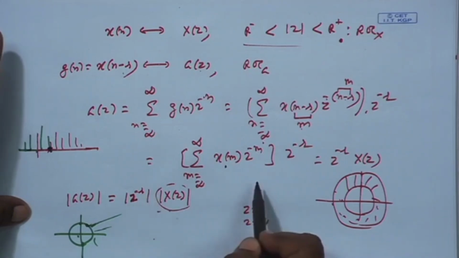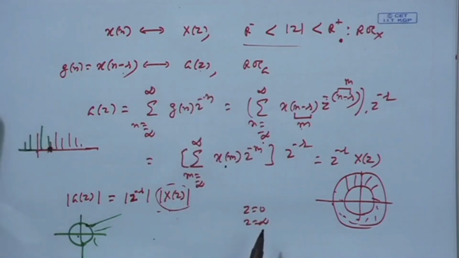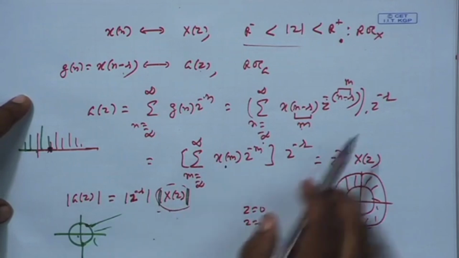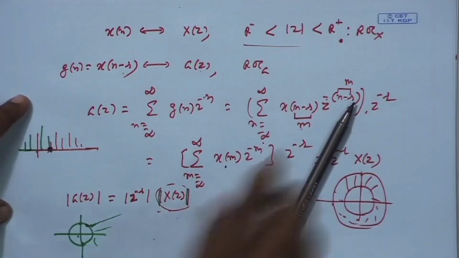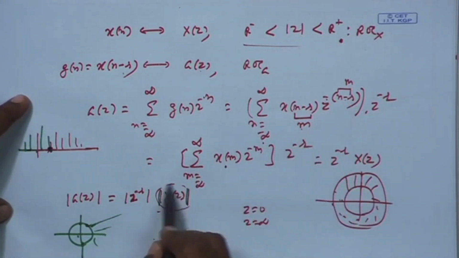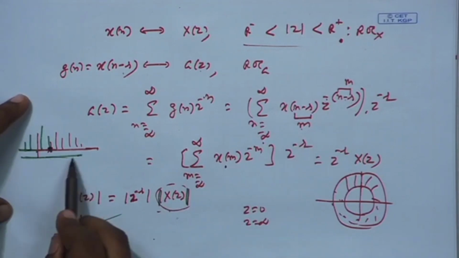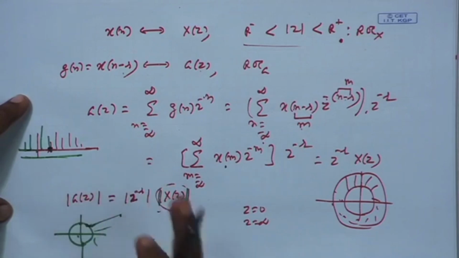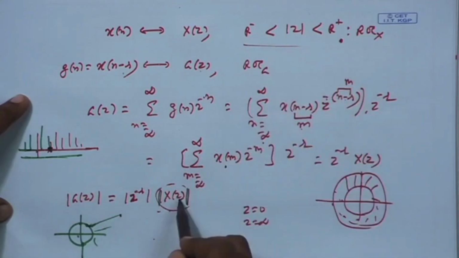Okay. So, likewise, you will see that ROC will be same as ROC of X. Here, if this is the sequence, ROC of X(z) will start from a circle and go up to infinity, but not include infinity. So, that is ROC X.